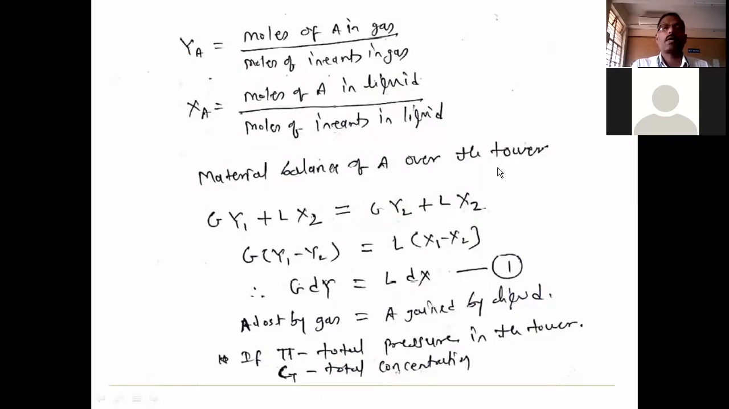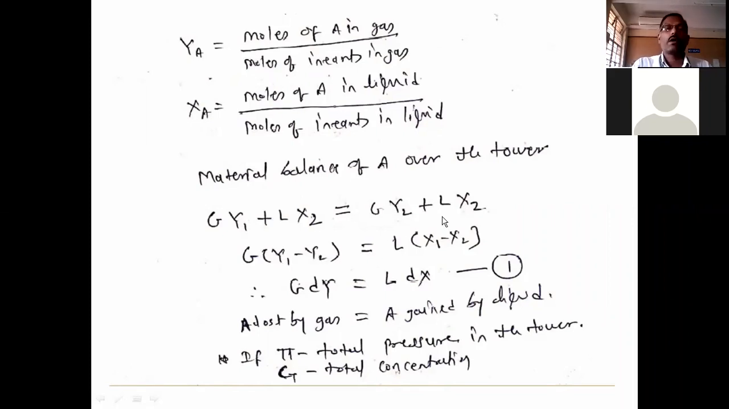Now take the material balance of A over the tower. The input we take as G into Y1, where G is the inerts flow rate, multiplied by Y, the moles of A. Plus the input of A in the liquid, that is L into X2. The inerts cancel, so we multiply L by the moles of A in the liquid. This is equal to the output, G into Y2 plus L into X1. So solute in the gas plus solute in the liquid at input is equal to solute in the gas plus solute in the liquid at output.